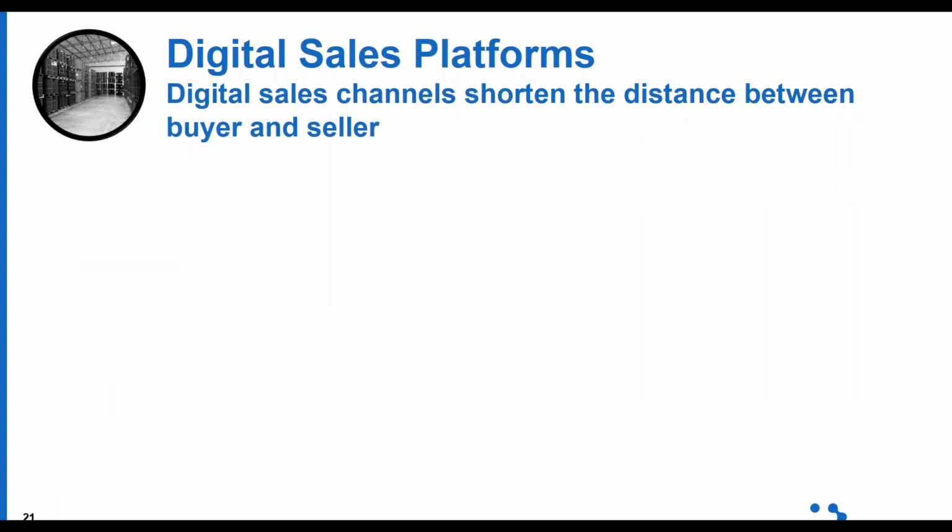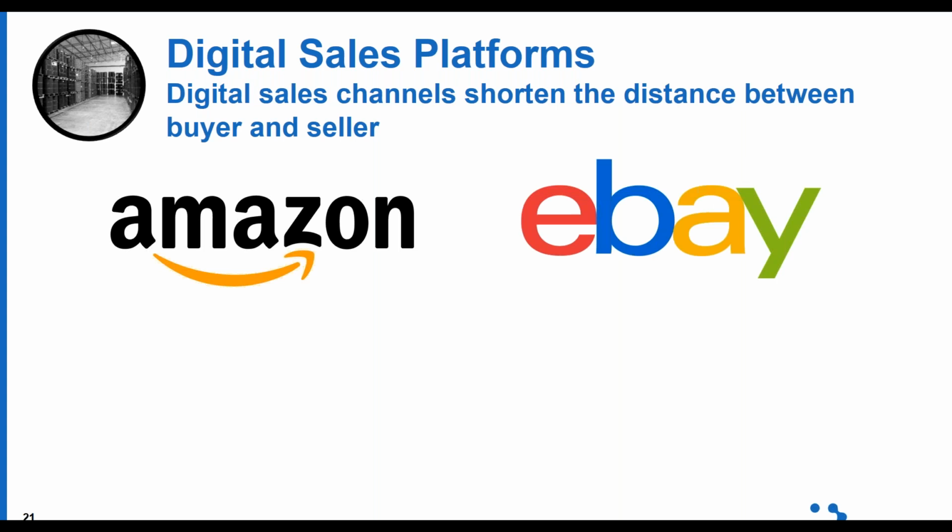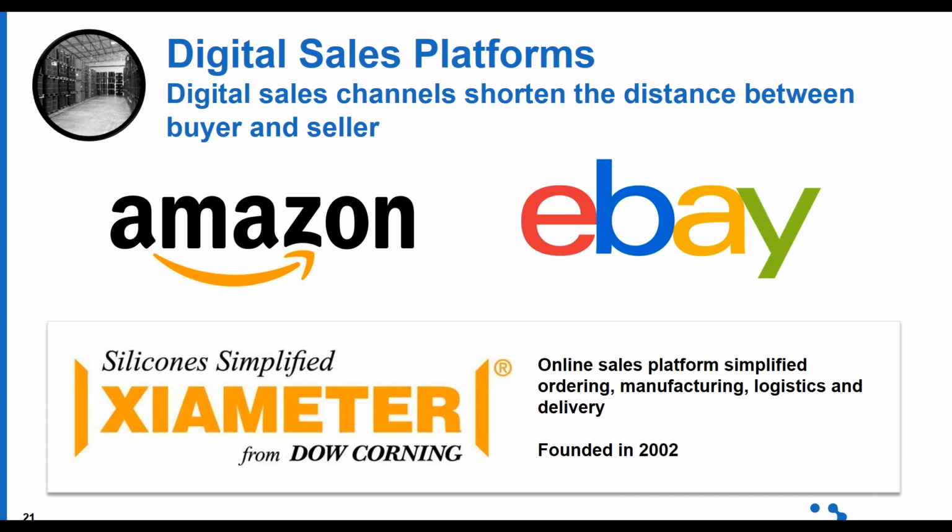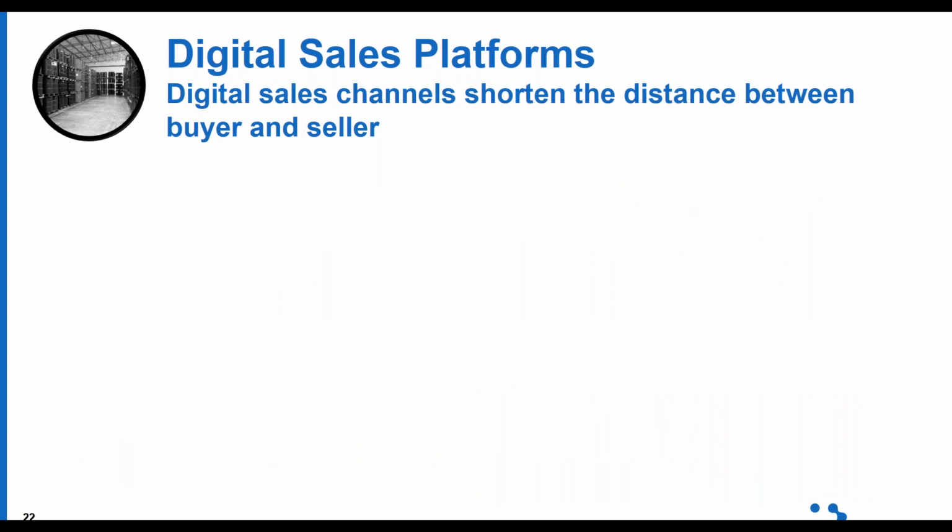And lastly, digital sales platforms. Now, we often think about digital sales or e-commerce in the context of consumer with platforms like Amazon or eBay. But in reality, it's also very mature within the materials and chemicals industry. You have platforms like Diameter from Dow Corning, which is an online sales platform that was founded in 2002. What's changing, however, is that these digital platforms are really beginning to integrate decision-making support tools and go far beyond just a sales channel or a marketplace.